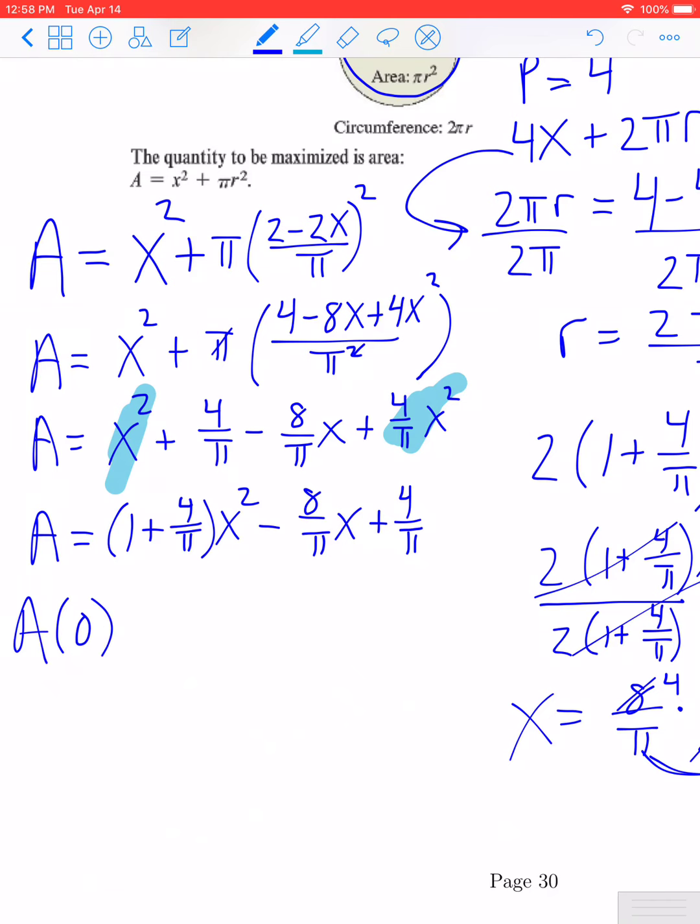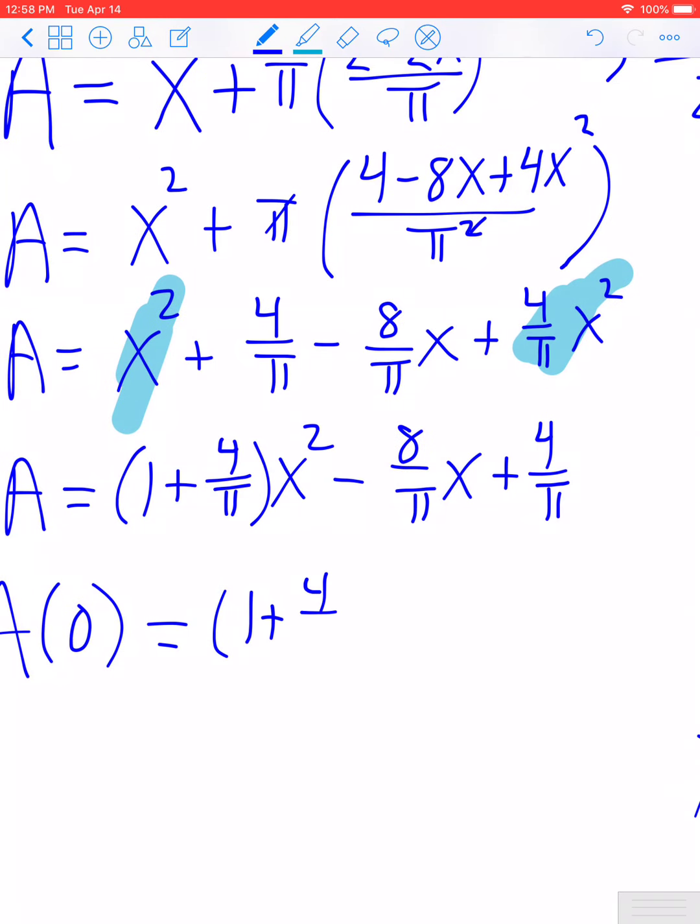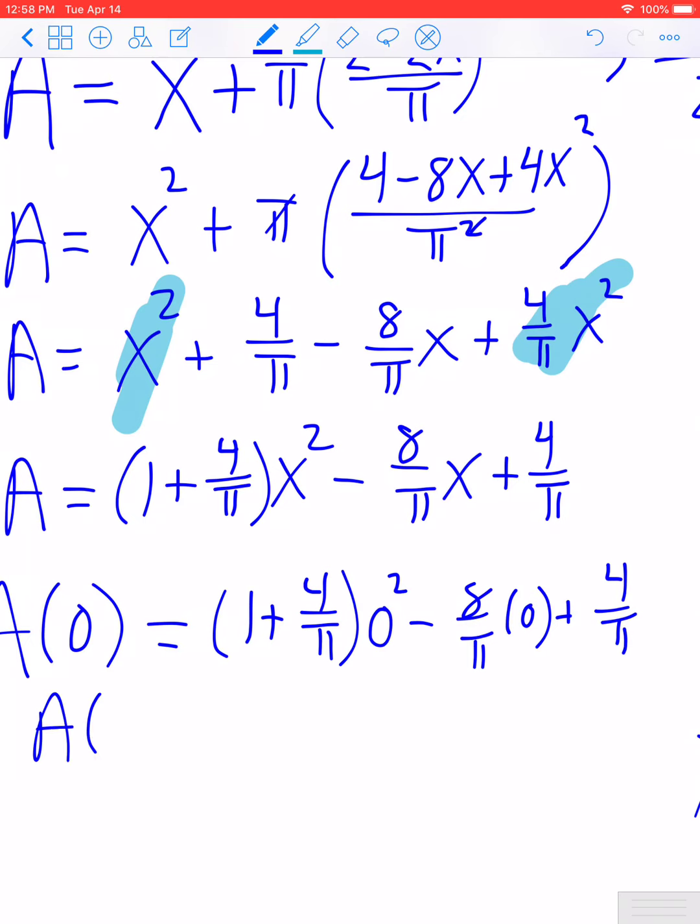If x was equal to 0, then this would be 1 plus 4 over pi times 0 squared minus 8 over pi times 0 plus 4 over pi. And that would produce an area of 4 over pi.